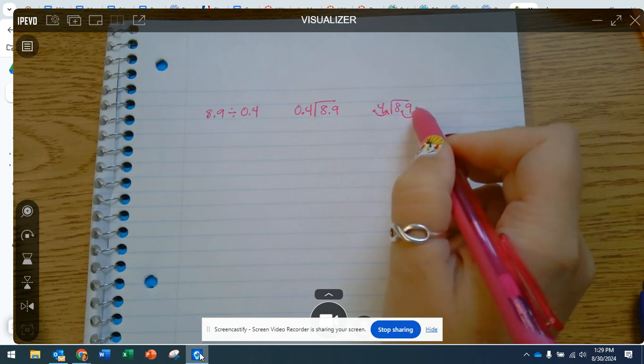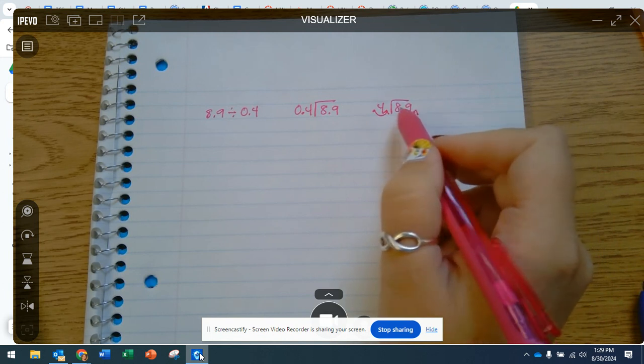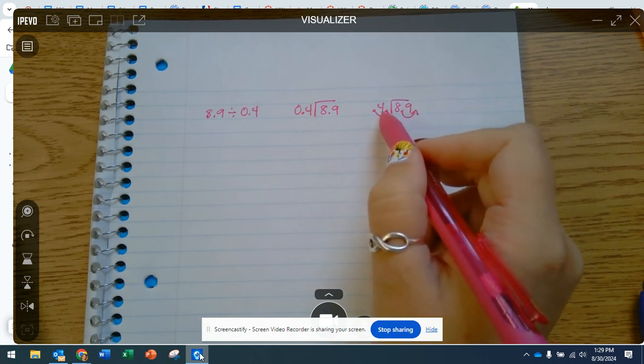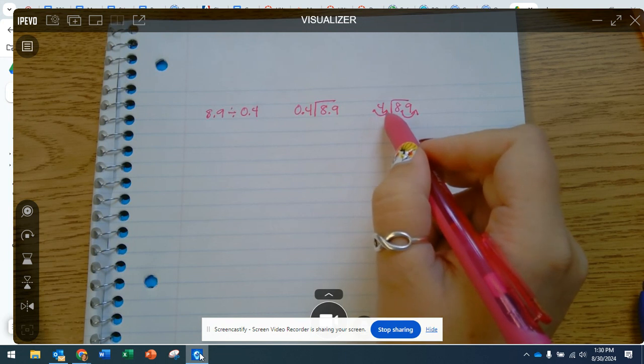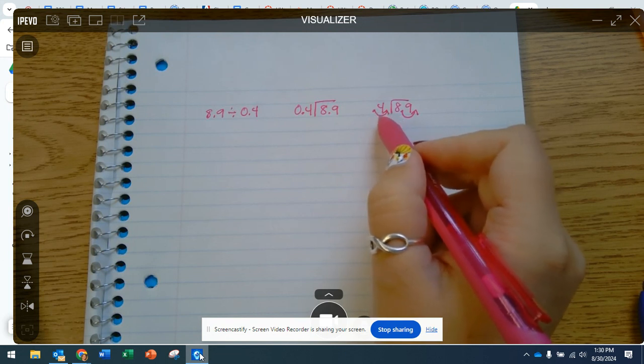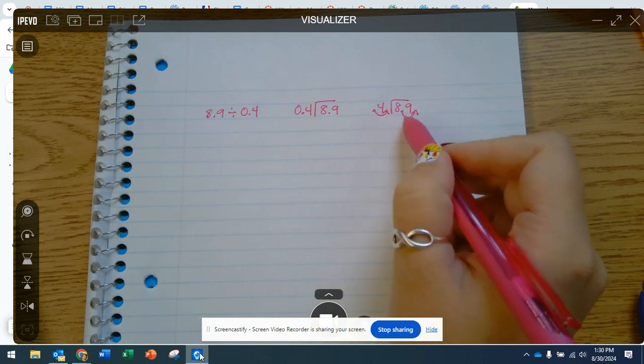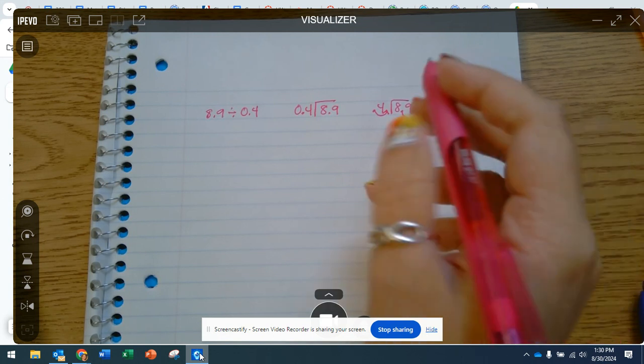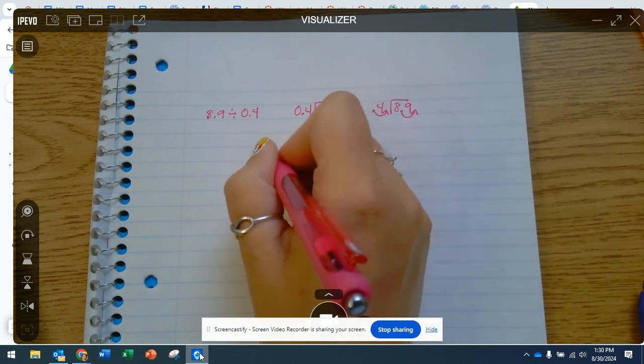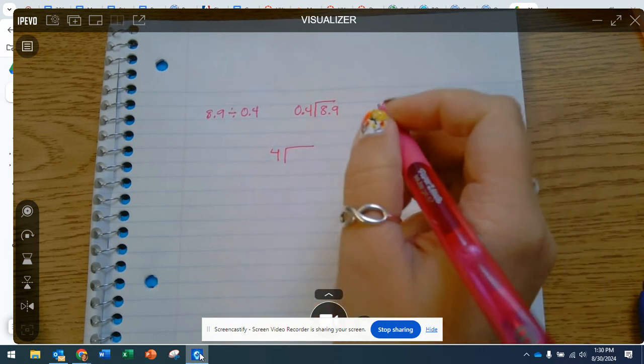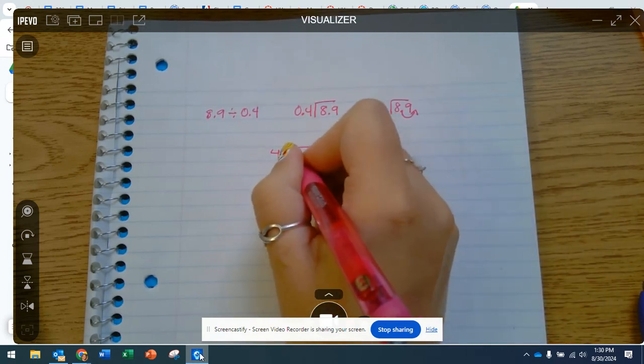Okay. Again, you can have decimals inside the house. You just can't have them outside. If they're outside in the divisor, move it over to get rid of it. And then however many times you moved it in the divisor, move it the same number of times in the dividend. Okay. And then I just find it helpful to rewrite it. Now you have 4 into 89.